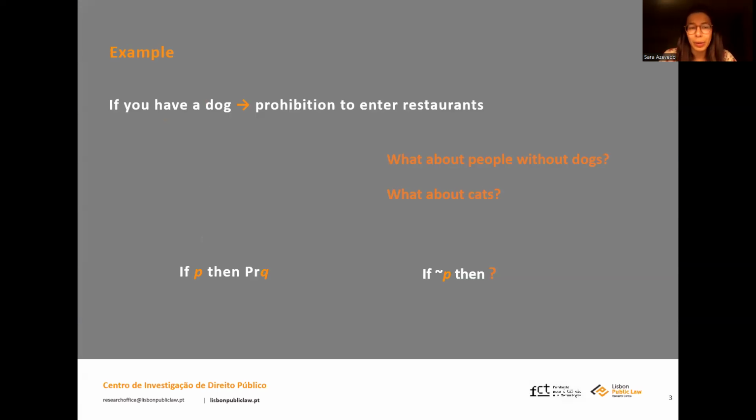Moving on to our example. Imagine a norm stating that if you have a dog, you cannot enter a restaurant. Formally, this is expressed as if P, then it is prohibited to Q. Now we can ask, what about cats? What about people without dogs? Does the absence of a dog, a contrario, imply that the person is allowed to enter? Or can we only conclude that this action is not regulated by the law?